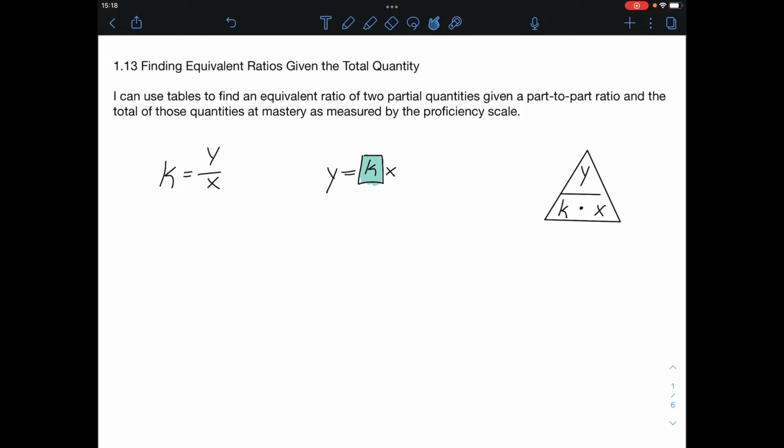Our learning target is to use tables to find equivalent ratios of two partial quantities given a part-to-part ratio and the total of those quantities, at mastery as measured by the proficiency scale. As we've been doing this whole module, we're going to be referring to our fact family triangle or writing an algebraic equation in the form y equals k times x, where k, our unit rate or constant of proportionality, is the ratio in simplest form of y divided by x.